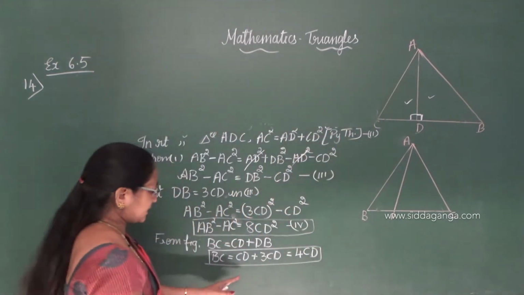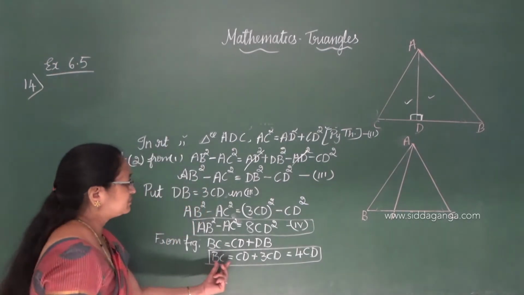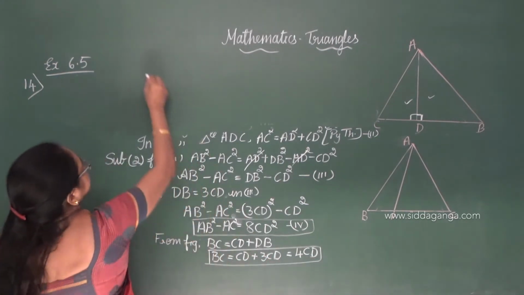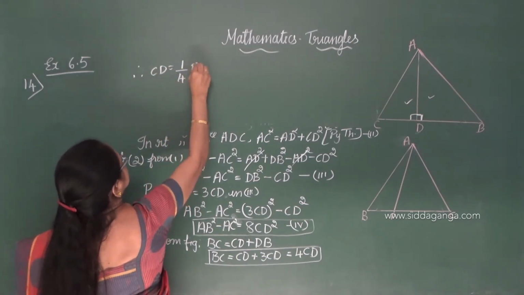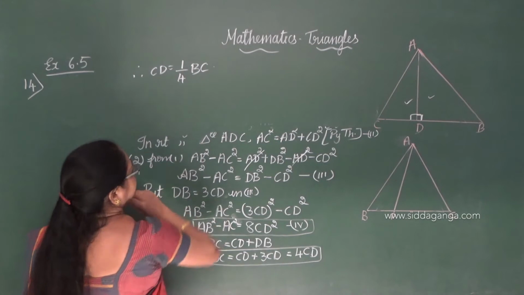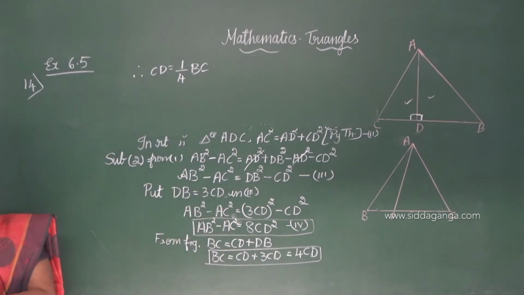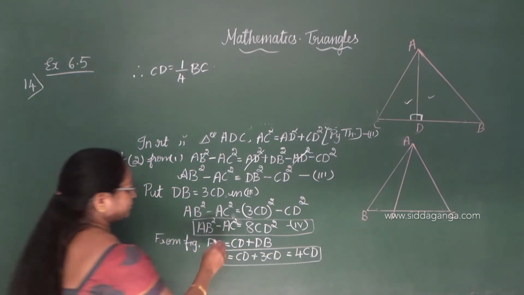So I will continue here. Now we got BC is equal to 4 CD. Therefore CD is equal to 1 by 4th of BC. Okay. Now next, now we have this.